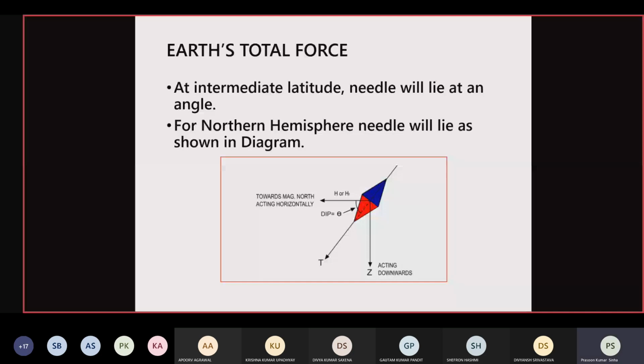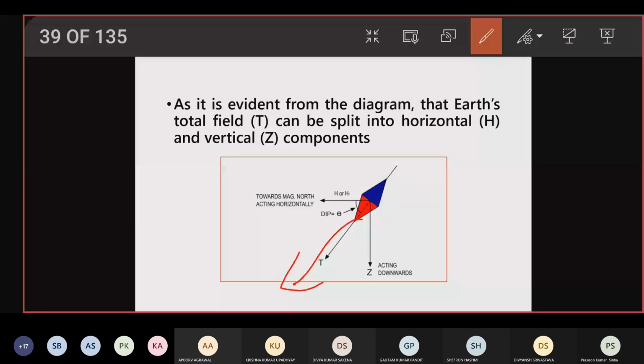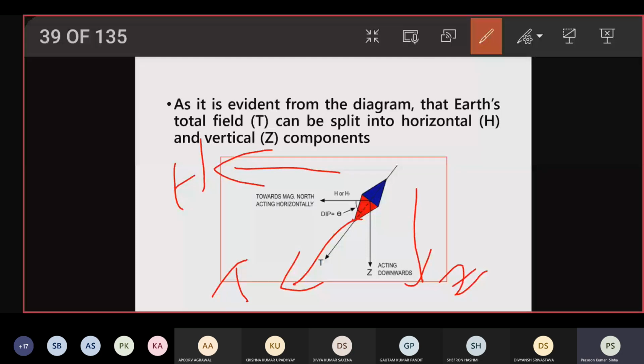So in northern hemisphere, if we suspend a magnetic needle, it will look into the ground, which is T, and this can be broken down, of course, in H and Z. Z के चलते ये नीचे की तरफ जा रहा है, H के चलते इस डायरेक्शन में है. So T, the Earth's magnetic field strength, is broken down into two components, as we said, H and Z, as you can see written here.